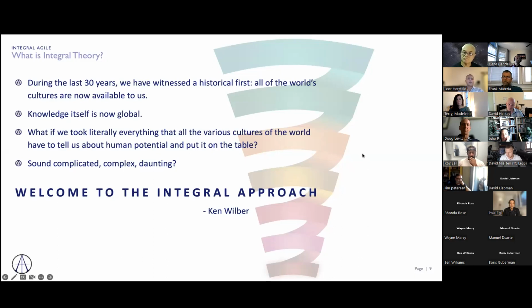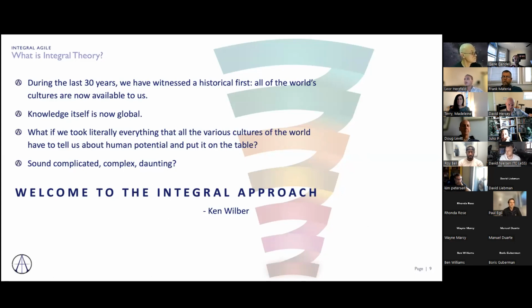So what is integral theory? During the last 30 years, we've witnessed a historical first. With the advent of the internet and the ability to search for basically anything, all of the world's knowledge and cultures are available to us. Knowledge is global. Everything any human being has ever thought to write down that's made it to our modern world is something that can be learned and absorbed.